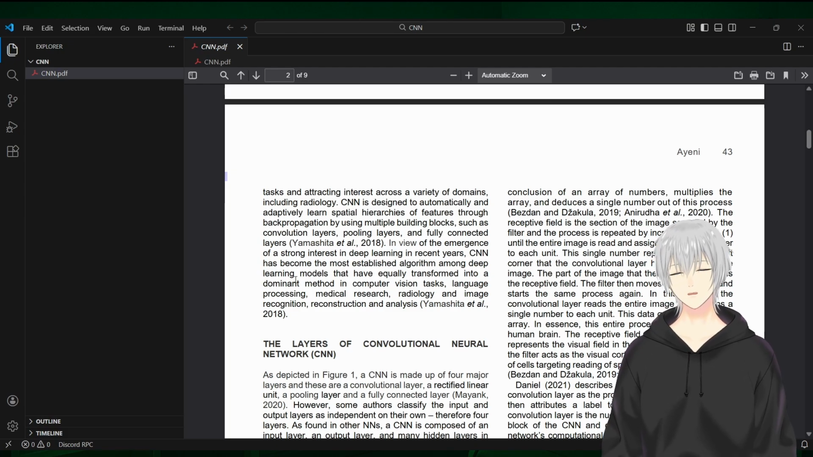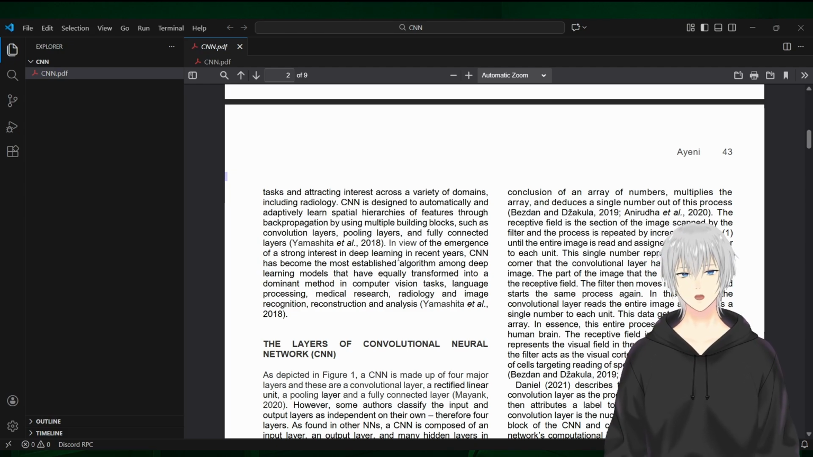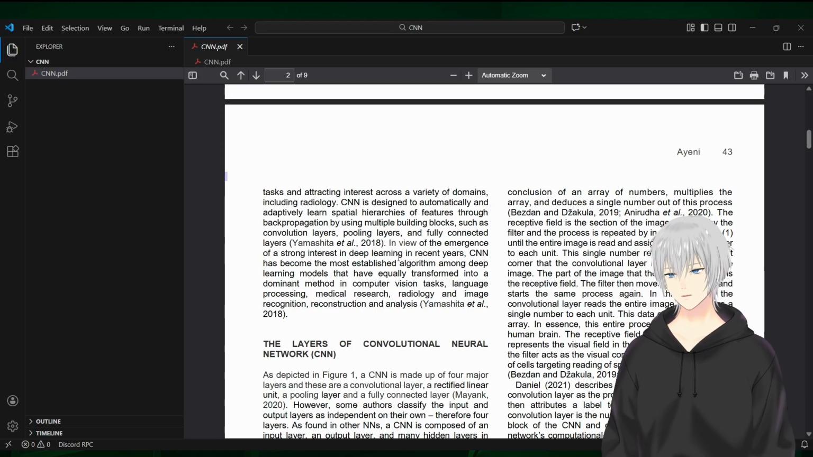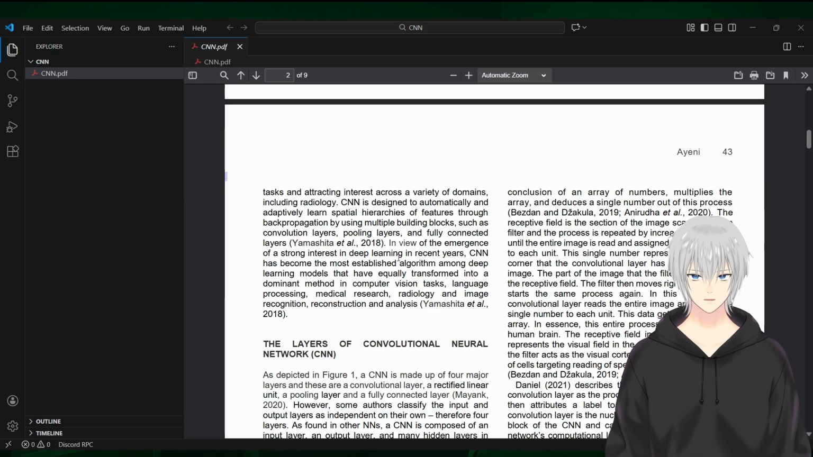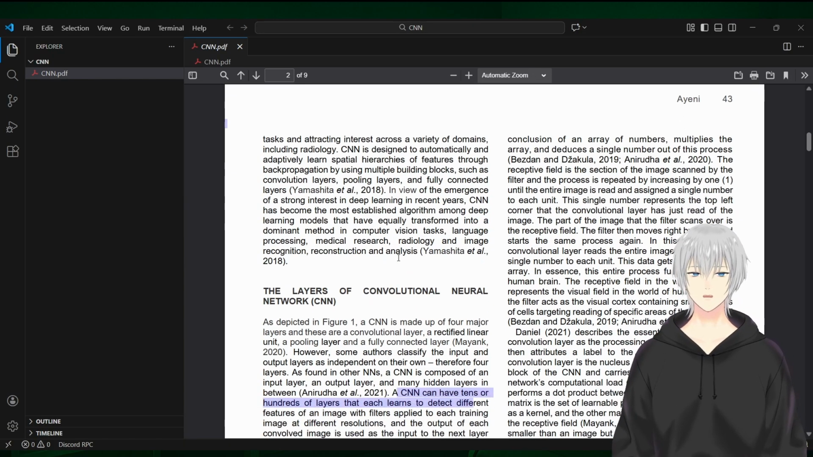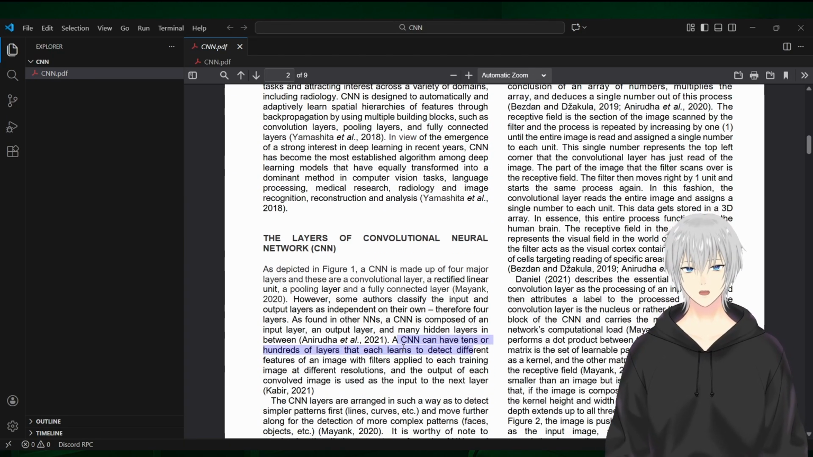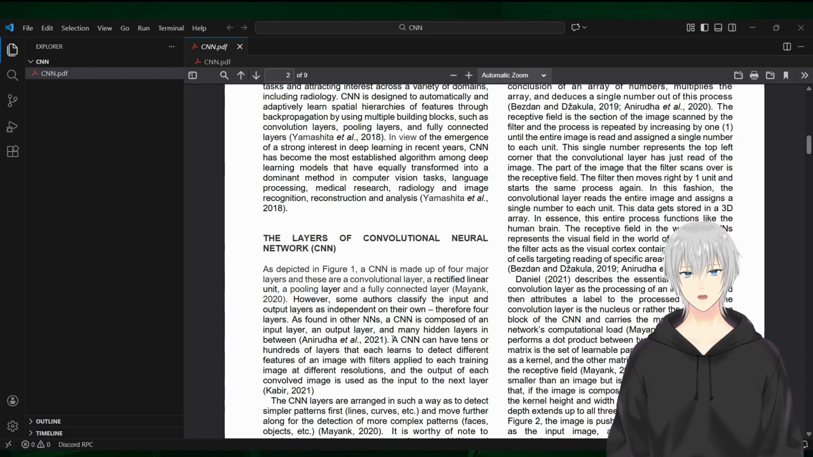Yeah, it's saying the CNN is made up of four major layers along with one input and one output layer. So like six layers if you want to go with a minimal design, or else we can have hundreds or tens of hundreds of layers as we can see right now. In this line right here, a CNN can have tens or hundreds of layers that each learn to detect different features of an image, with filters applied to each training image at different resolutions.